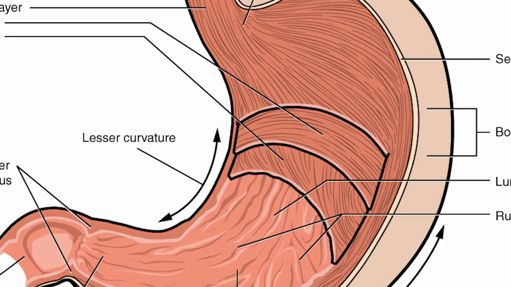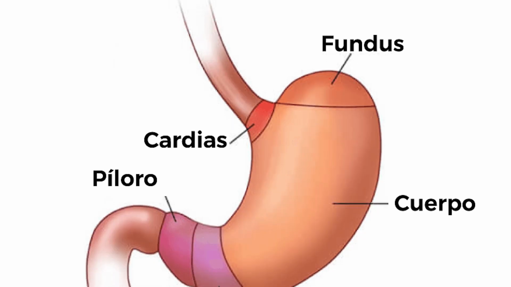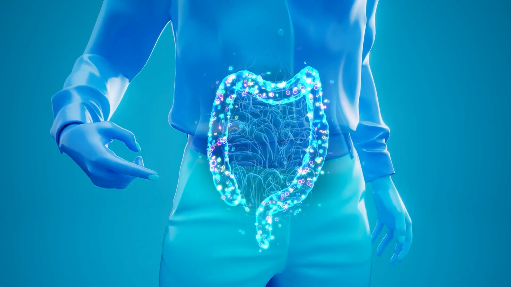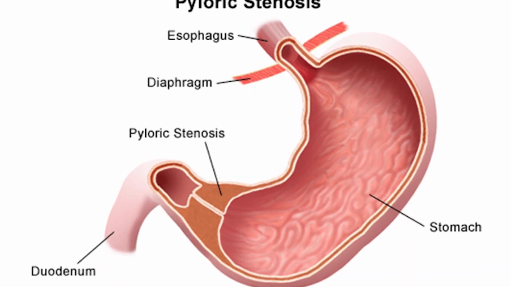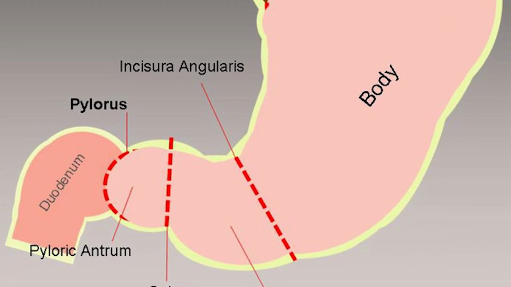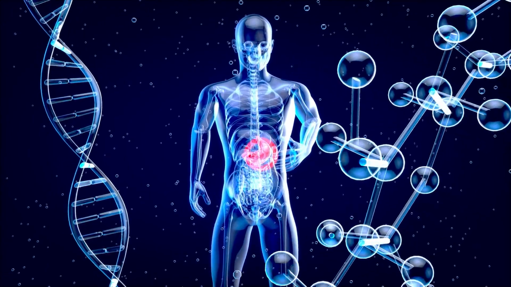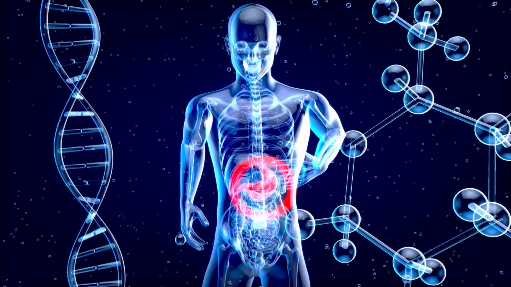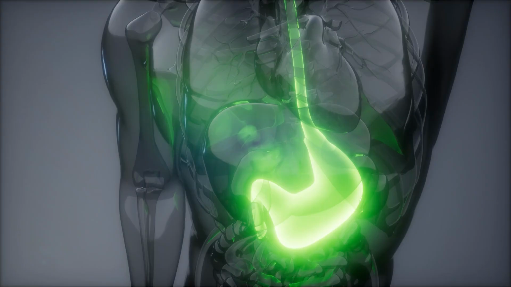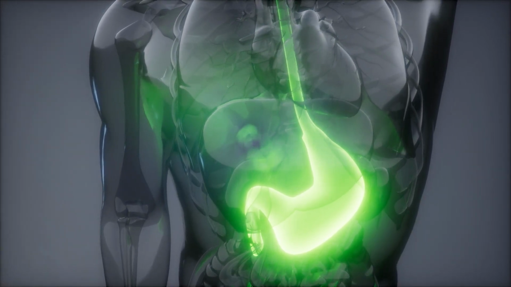The body or corpus is the central and largest region of the stomach, primarily involved in the storage and mechanical digestion of ingested food through churning movements. The pylorus is the funnel-shaped distal part of the stomach, which includes the pyloric antrum and pyloric canal. The antrum is the wider portion where food is mixed with gastric secretions, while the canal narrows down and connects to the duodenum via the pyloric sphincter, a muscular valve that regulates gastric emptying.